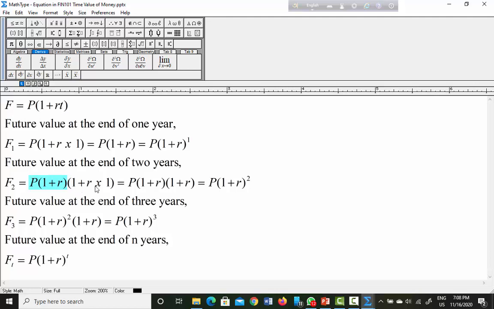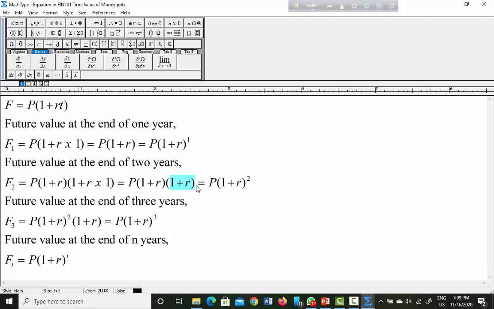So 1 plus R. Again, we are investing for 1 year, so we are calculating 1 year by 1 year. That means we are investing for 1 more year, the second year. So T will be 1, and R multiplied by 1 is R, so 1 plus R.